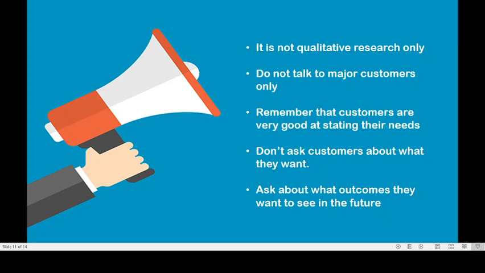So again, this interviewing or getting the voice of customer should not be qualitative research only. And you do not need to talk only to the major customers. You can also talk to the lead customers, and to the non-customers as well. And remember that customers are not very good at stating their needs. Don't ask customers what they want, and ask instead about the outcomes that they want to see in the future.